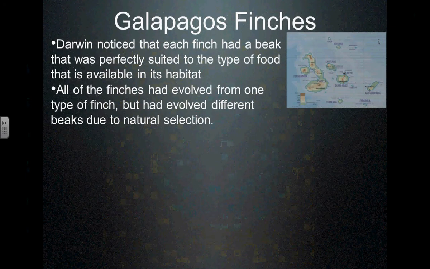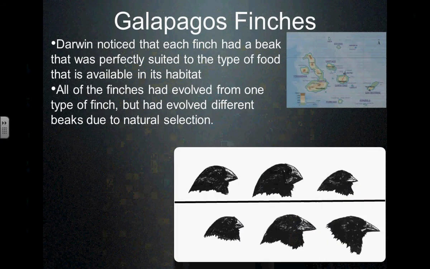One of the areas he went to was the Galapagos Islands. The Galapagos Islands are off the coast of South America. They have lots of unique organisms that live there, and he studied them very carefully. One specific species he studied was this group of finches, the Galapagos Finches. The Galapagos are a whole series of islands, and what he noticed is that all the finches basically looked the same.